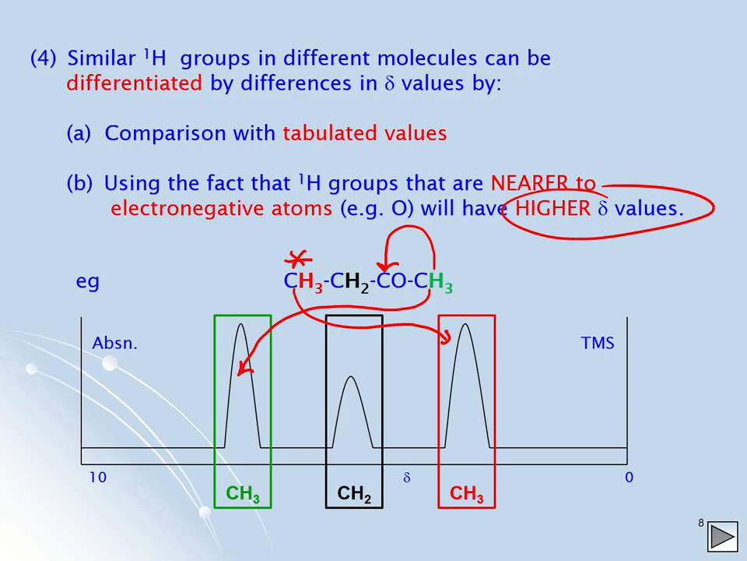Okay? So basically, for A level, your rule of thumb is the closer the protons are to electronegative atoms, the further downfield they are, okay? You don't really need to know much more than that. And you just say that that is because they are de-shielded, okay? Whereas the CH3 here in the red is more shielded or less de-shielded.